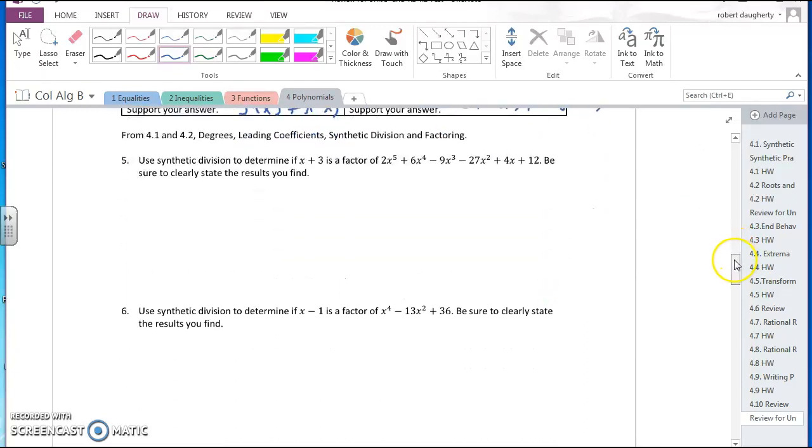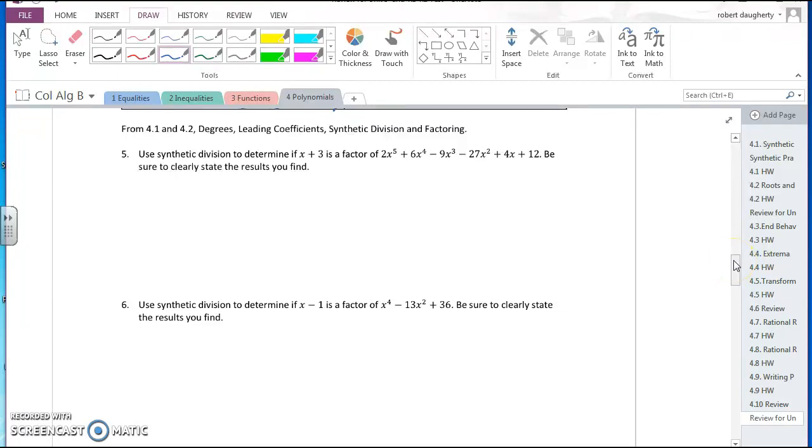Okay, continuing our review, these problems are from sections 4.1 and 4.2. So use synthetic division to determine if x plus 3 is a factor of the polynomial you see here. If I'm trying to find if x plus 3 is a factor, that means I'm looking to see if x equal negative 3 is a solution. So to set up this synthetic division, I write minus 3.